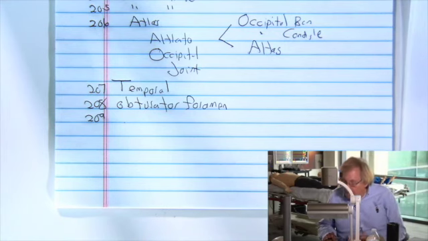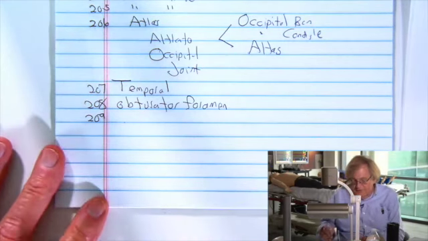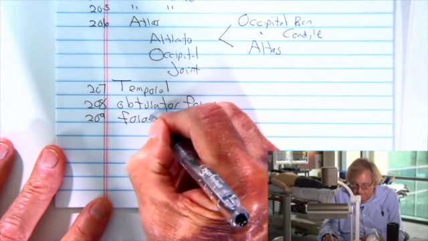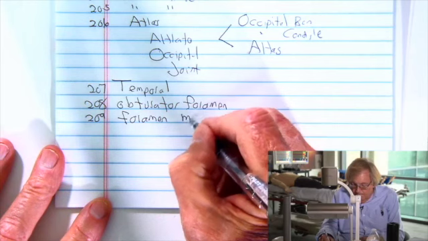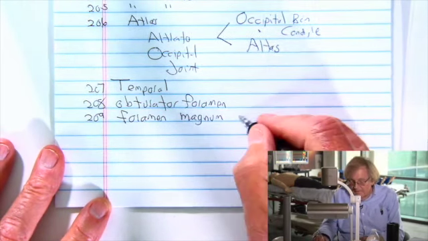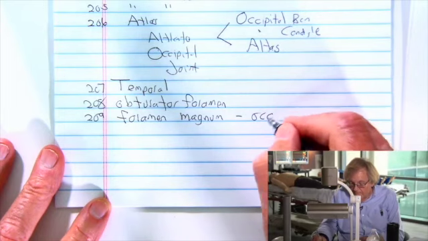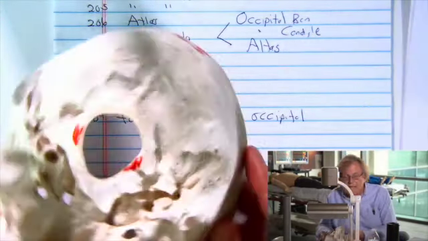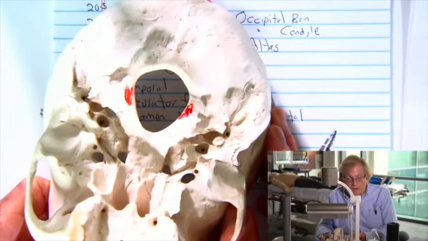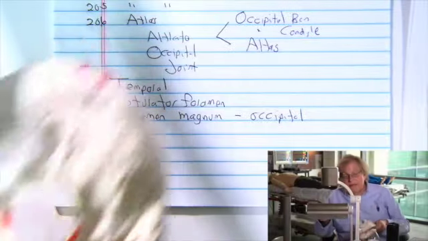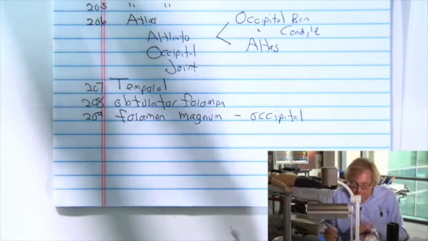Okay. 209. This is the largest foramen in the skull. That's the foramen magnum. Remember, the foramen magnum is going to be in the occipital bone. So that's your foramen magnum right here. That's the largest foramen in the skull. The largest foramen in the body is in the pelvic girdle.